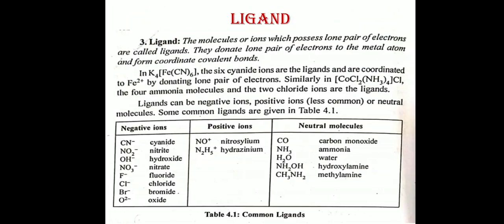Among negative ions, some examples are cyanide CN-, nitrite NO2-, hydroxide OH-, nitrate NO3-, fluoride F-, chloride Cl-, bromide Br-, and oxide O2-. Among positive ions, examples are the nitrosonium ion NO+ and the hydrazinium ion N2H5+. Among neutral molecules are CO, carbon monoxide, NH3, ammonia, H2O, water, NH2OH, hydroxylamine, and CH3NH2, methylamine.